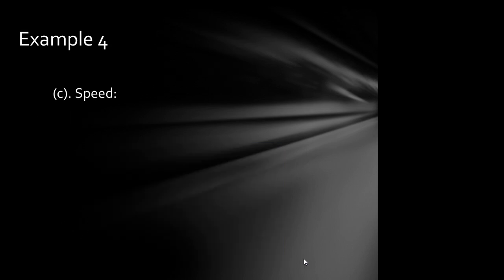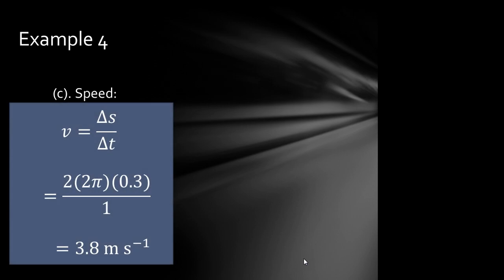Okay, part C, speed. So speed, we'll use v equals to the amount of distance you travel over the time taken. But the amount of distance you travel in 1 revolution is nothing but the circumference. So the distance you have traveled in 2 revolutions is 2 circumferences. So 2 times 2 pi r.